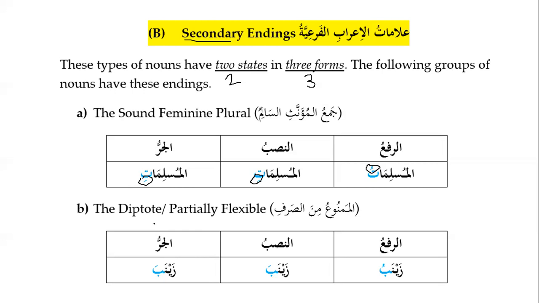Okay, the diptote or partially flexible, al-mamnu' min as-sarf. We know that it also has two states. It has dhamma, fatha, and fatha. That means it does not take kasra. Here we have dhamma, kasra, kasra, and here we have dhamma, fatha, and fatha. Zainabu, Zainaba, Zainaba. Al-mamnu' min as-sarf. Why is it mamnu' min as-sarf?